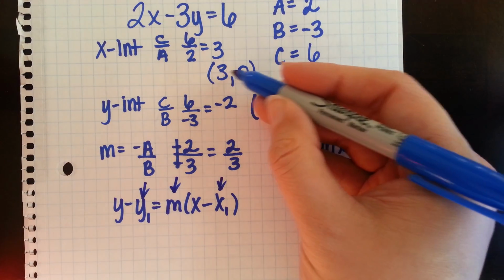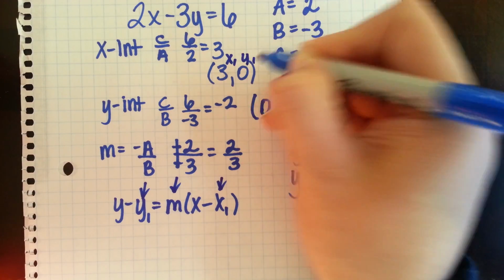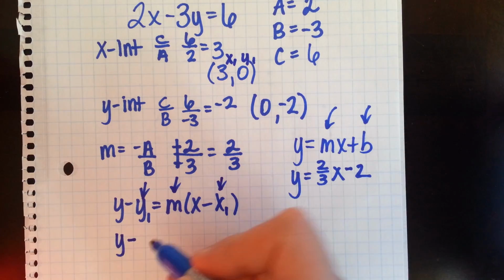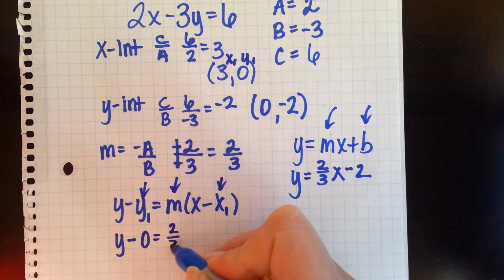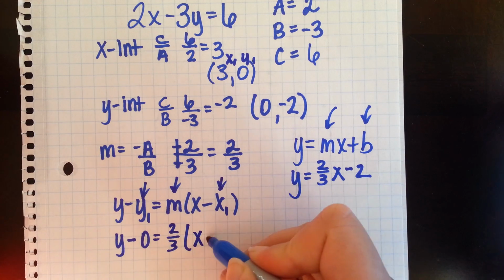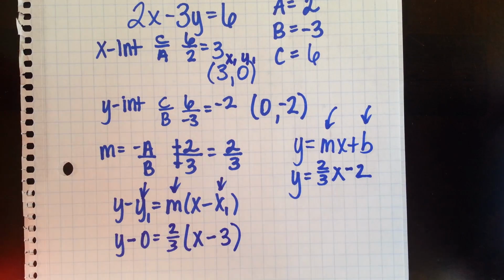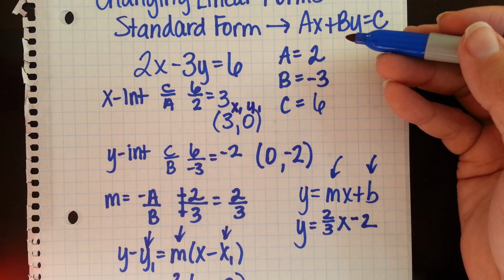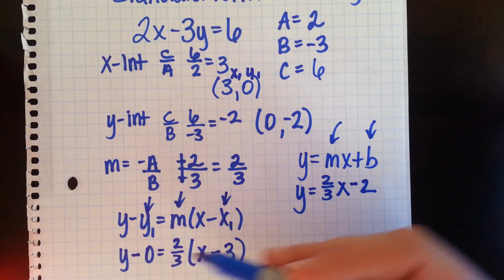So, say I just pick this point, this 3, 0. I'm going to make that my x1, y1 point. So I have y minus y1, which is 0, equals a slope of 2/3, open parentheses, x minus x1, which is 3. There you go. We have an equation in point-slope form. So we've taken standard form and transformed it into slope-intercept form and point-slope form.